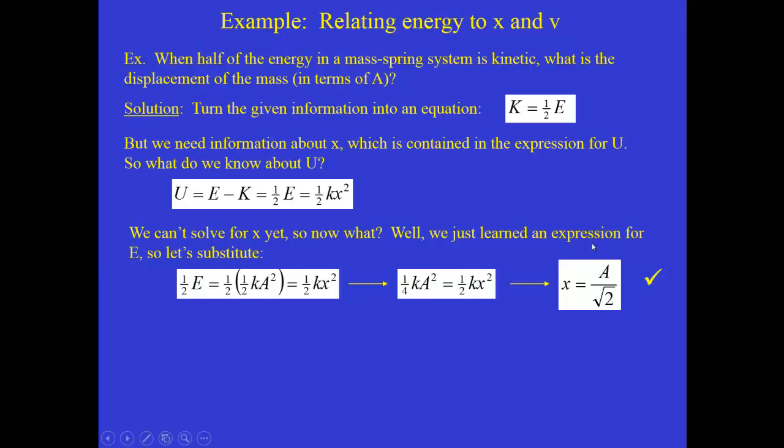And we can check this. The units, of course, make sense. One other thing that we can check is that the x value is less than A. A, remember, being the amplitude, is the maximum that x can ever be. And so it would indicate some kind of mistake if we got an x value that was greater than A. But clearly this answer is some fraction of A, and therefore it makes sense.